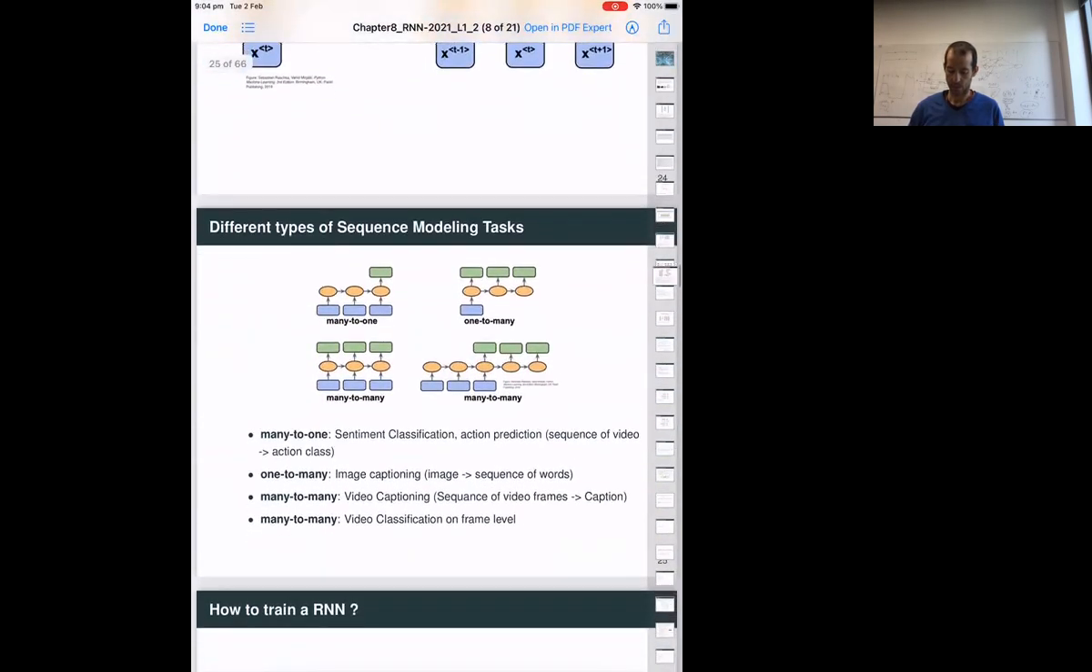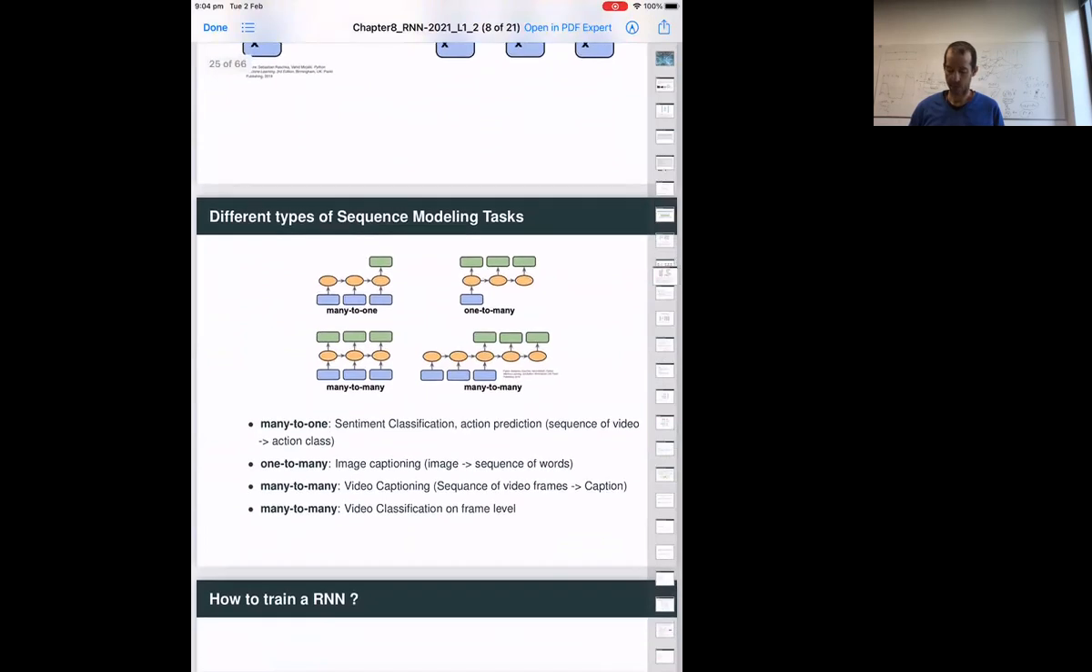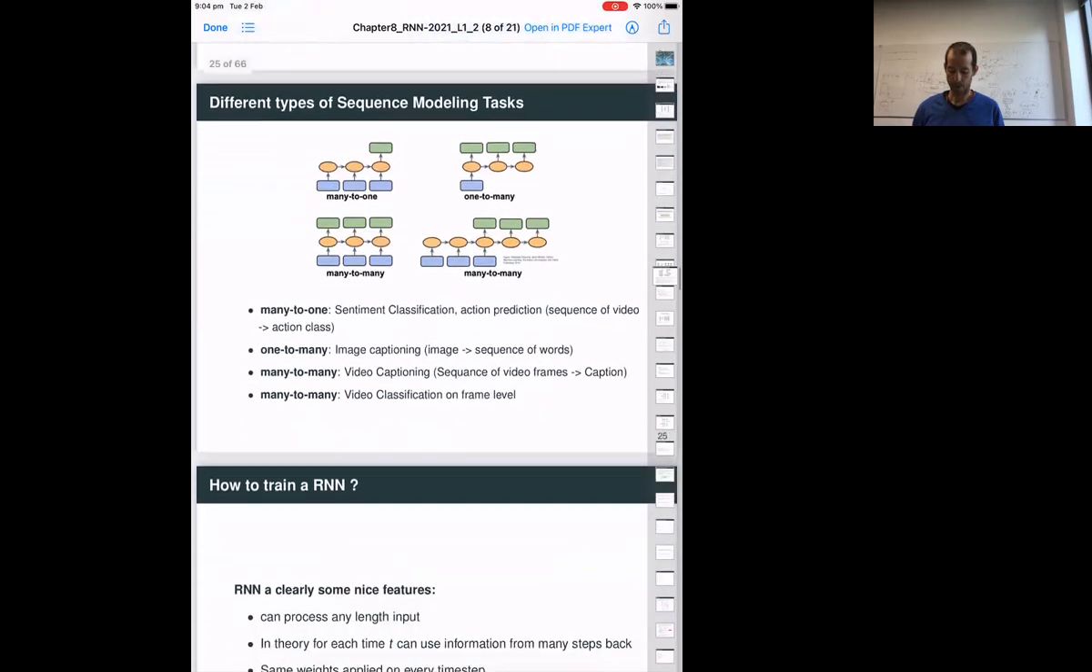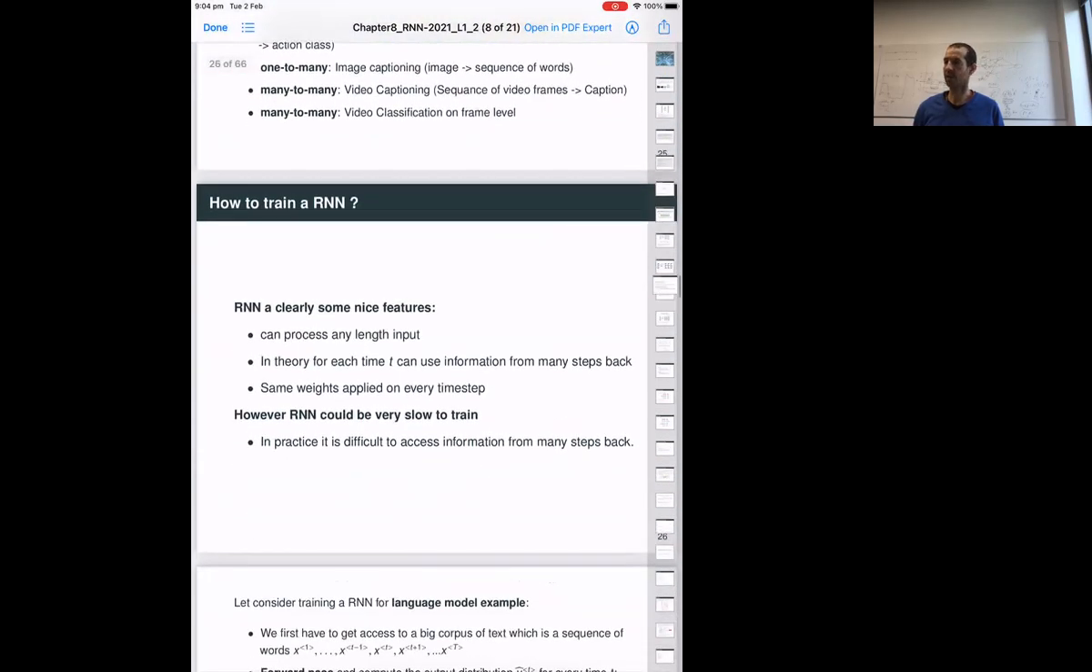So maybe I presented you this, that there are different kinds of sequence modeling tasks: many to one, one to many, many to many. I explained yesterday with some examples, and I will be back later on. So now we will see how to train our recurrent neural network. This is the first goal: how to train it.